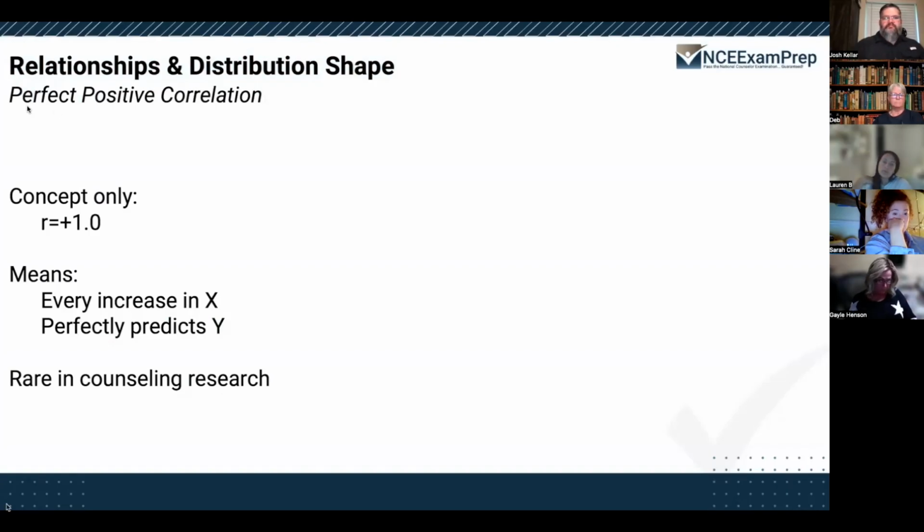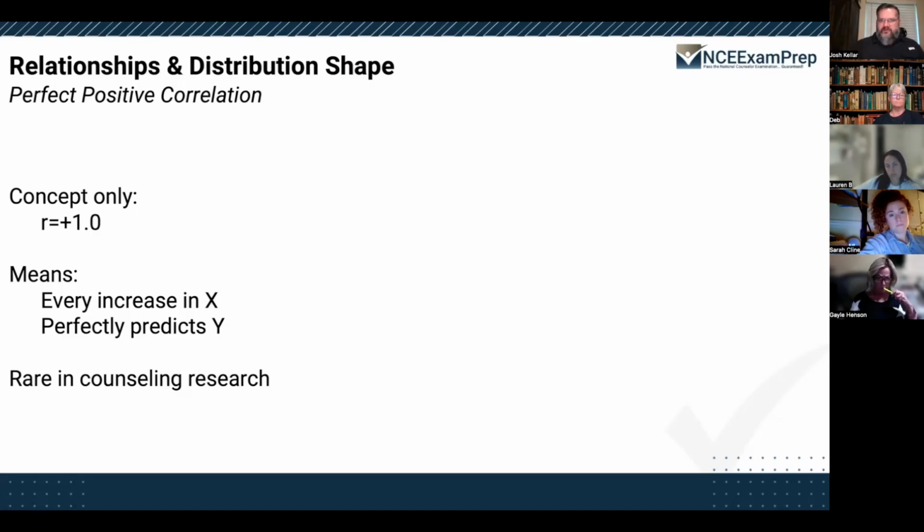So what is a perfect positive correlation? R, the letter that represents the correlation coefficient, is going to equal +1. +1 represents a perfect positive correlation, so every increase in X perfectly predicts an increase in Y. If I said that for every hour you study, your mock exam score goes up 3 points every single time, predictably, and we could put any number in there, like for every 30 minutes it goes up 3 points, that would be a perfect positive correlation of +1.